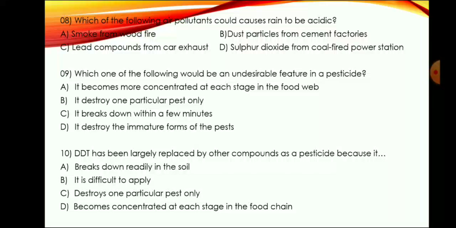The next question is, DDT has been largely replaced by other compounds as a pesticide because: option A, breaks down readily in the soil. B, it is difficult to apply. C, destroys one particular pest only, and the last option, D, becomes concentrated at each stage in the food chain. So the correct answer is becomes concentrated at each stage in the food chain.